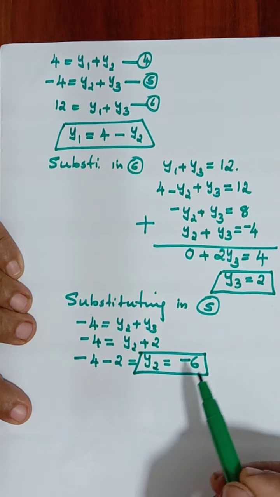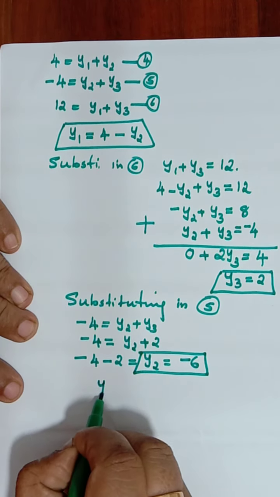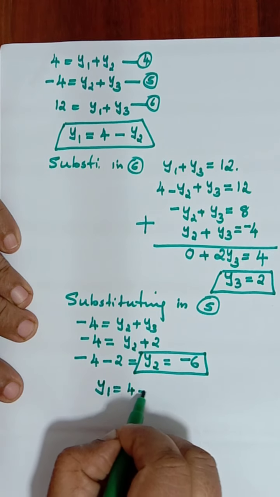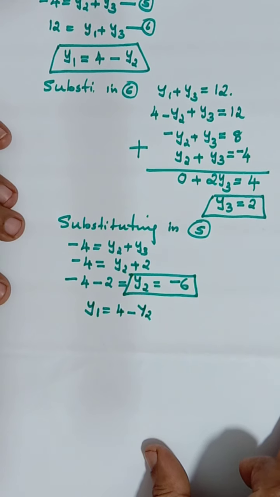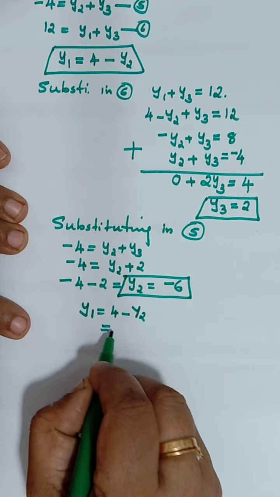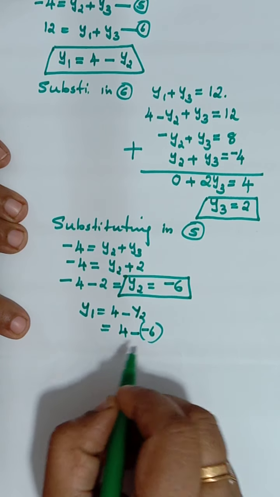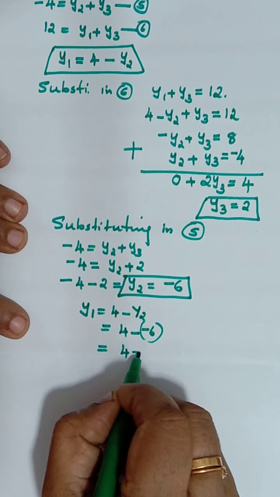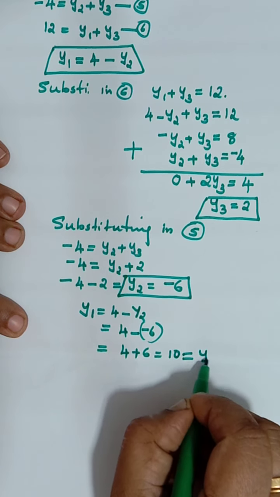y3 we got, y2 we got. Let us find out y1. y1 is equal to 4 minus y2. So that's equal to 4 minus y2 value negative 6. Minus of minus plus, 4 plus 6 is equal to 10. Therefore y1 also we got.